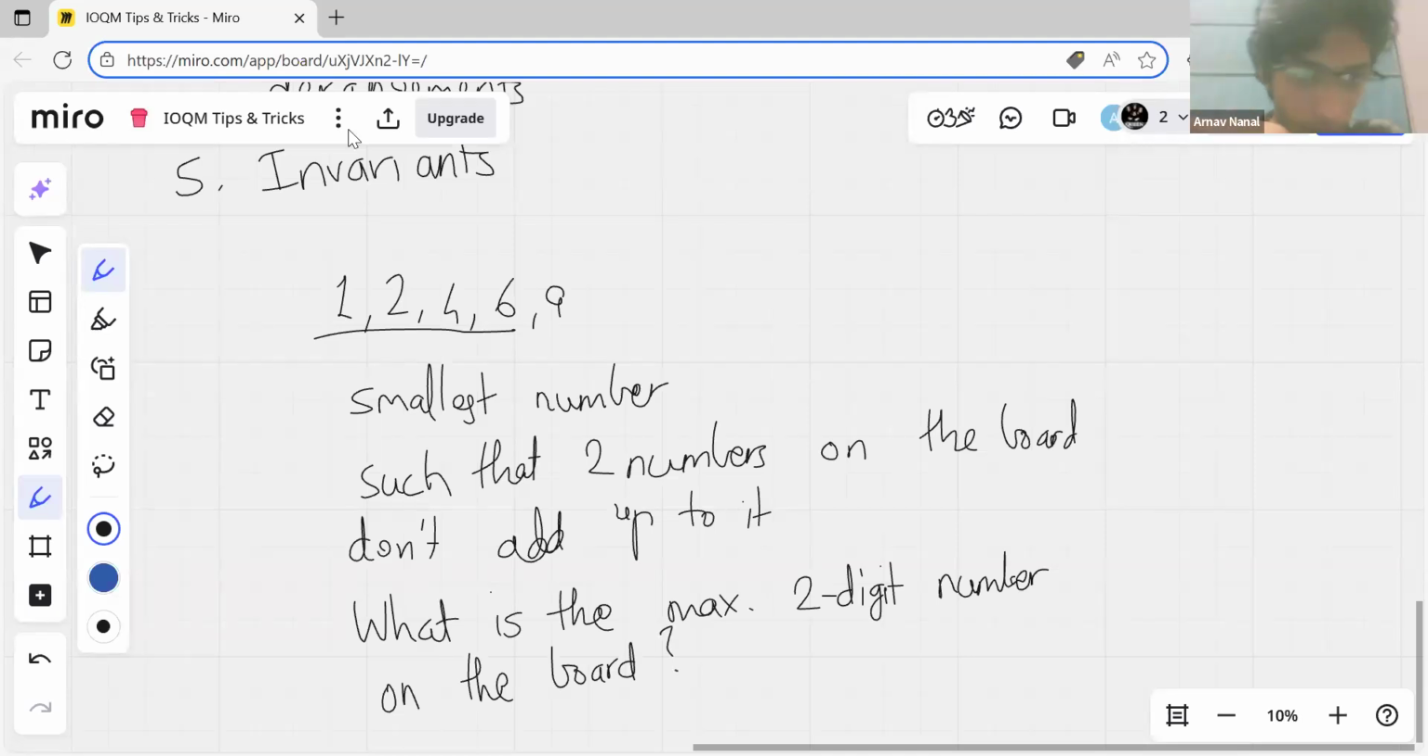So basically 1, 2, 4, 6 are written on the board at the moment. You keep on adding numbers to the board. For example, the next smallest number you can't write is 9, so you add 9 to the board and you repeat the process.